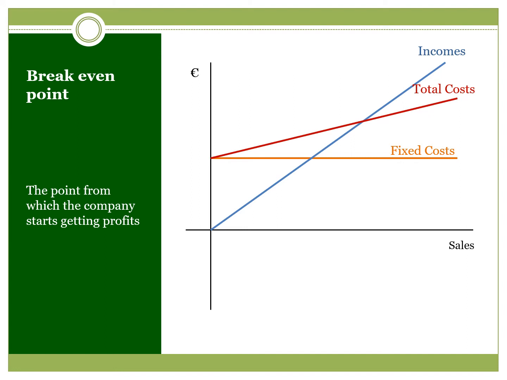What is a variable cost? Variable costs are those that depend on production. This means they change with the production. The more you produce, the more you have this cost, for example, raw material. The place where the total cost and incomes cross, that is the break-even point. That's the point you're looking for.